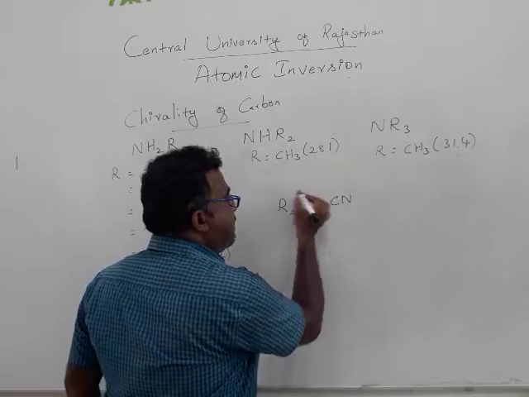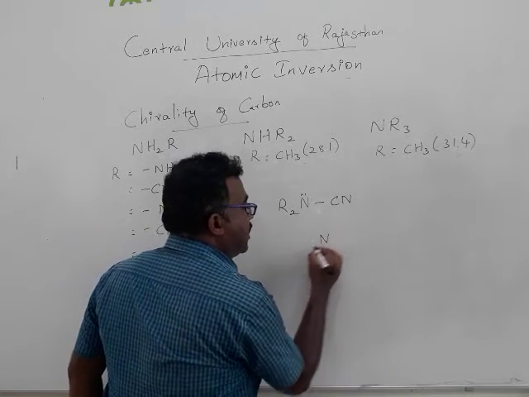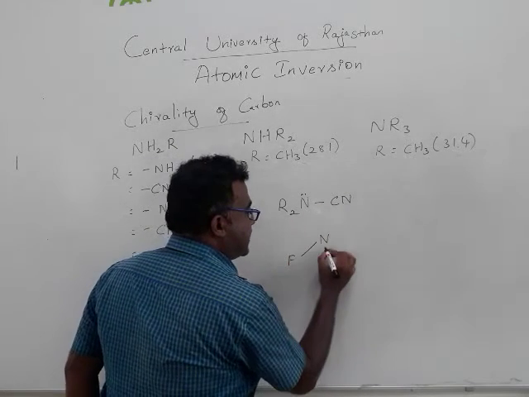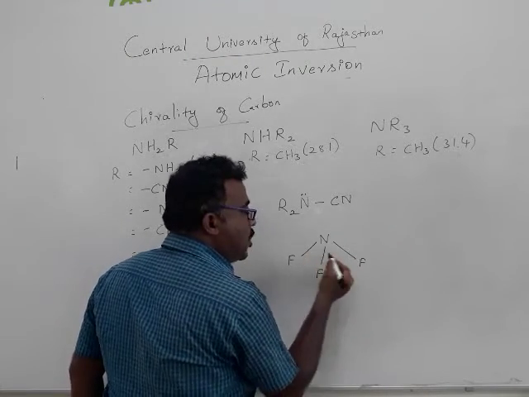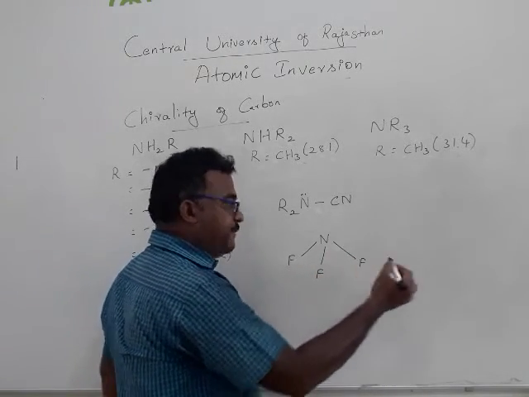Similarly, if I replace the substituents with electronegative ones, such as NF3, this one has a lower bond angle compared with ammonia, that we know.